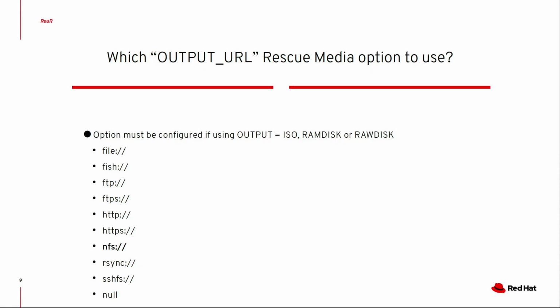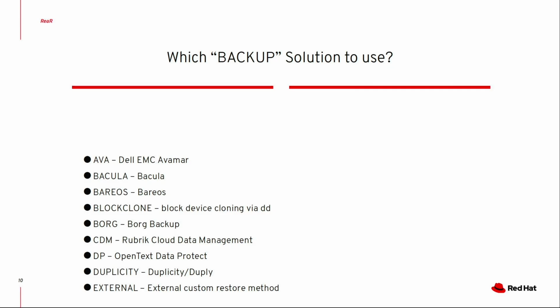Right now we're going to go through the whole example of building a rescue image and dumping it onto an NFS server, and then also using the built-in backup tooling, NETFS, and sending our backup to the NFS server as well. So again, you can see that we have a number of options to choose from: a direct file, fish, which I don't even know what that is, but it's some sort of protocol, FTP, FTPS, HTTP, HTTPS, NFS, rsync, SSH, and null. So for NFS, we would pick NFS. We'll show more details on that.